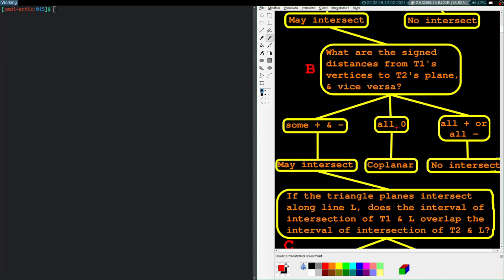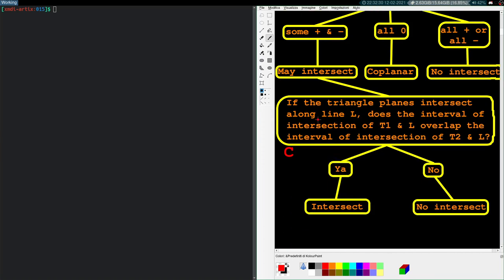If they're all zero, obviously you have coplanar intersection. And now if some are positive and some are negative, that would mean that triangle 1's vertices are split across the plane of triangle T2. In that case, you may have intersection. In that case, the third step, step C, applies.